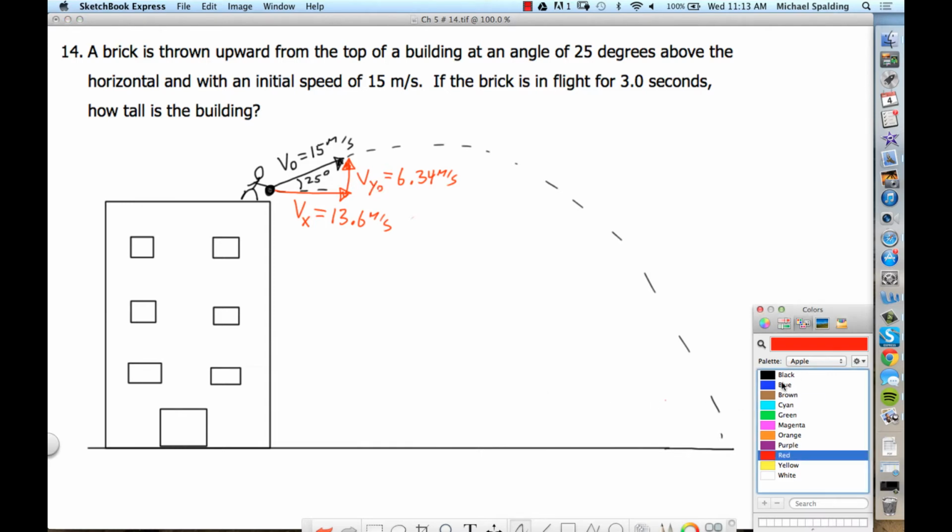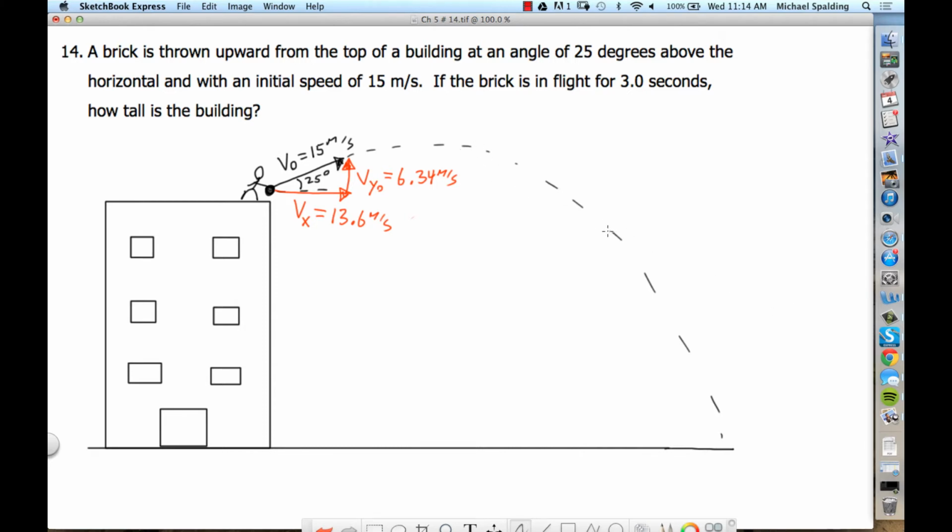Okay, now look, as the brick flies through the air, here are the ideas you have to know for projectile motion. No matter where we look at the brick, let's look at it right here. What do we know about the brick right here? The x velocity stays what? Constant. X velocity stays constant, so if it left the top of the building at 13.6, the x velocity is still 13.6. And just be aware, in real life, that's not going to happen, because of air resistance. But it's a physics problem. We ignore air resistance. Okay, so the x velocity stays constant.